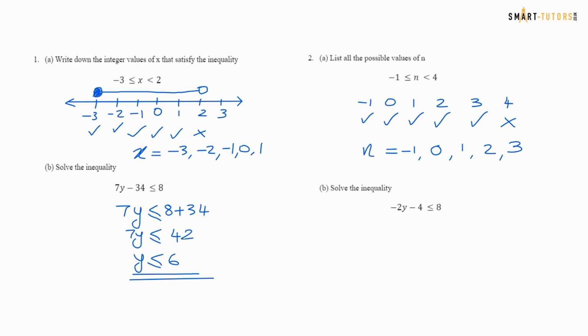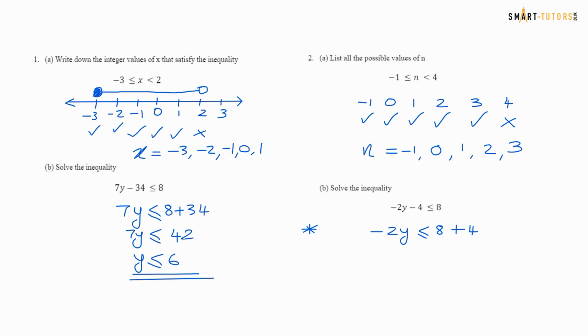Solve the inequality. So -2y less than or equal to 8 plus 4. Now, this is the one theory in this topic. I would say this is the only theory you have in this topic. Fortunately, this is the only one theory you need to know.